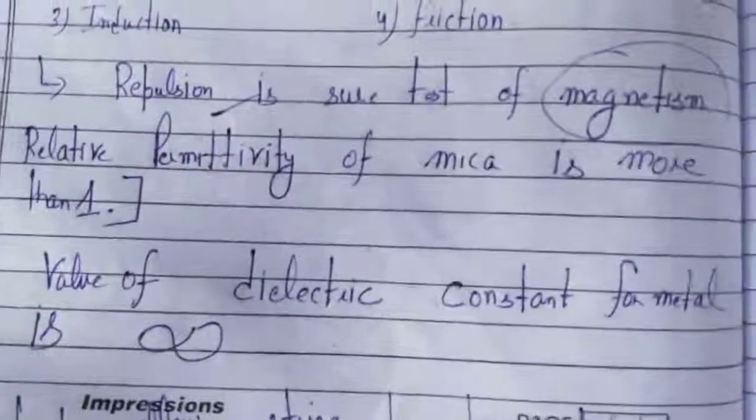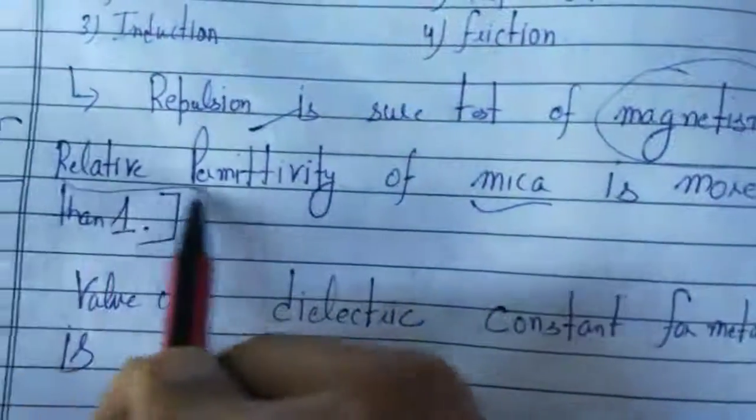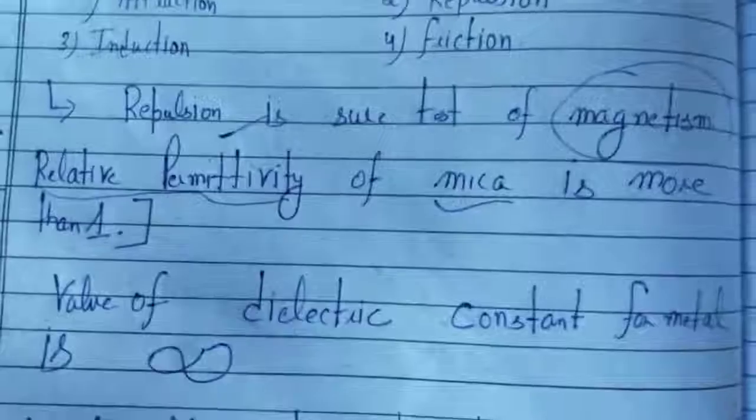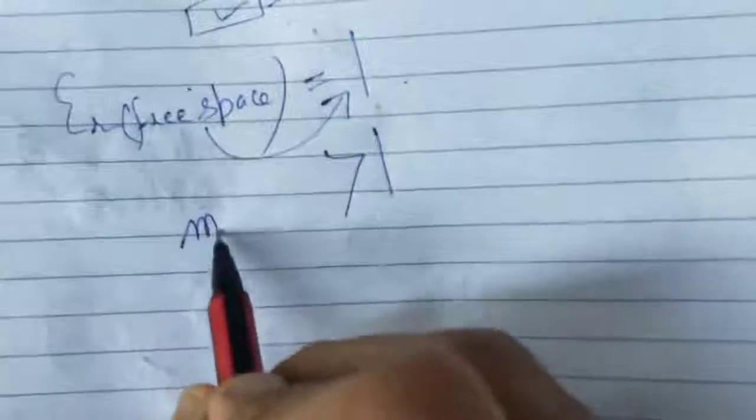Next question: you are given a material, mica, and what is the relative permittivity of mica? You know the relative permittivity of free space is equal to 1, meaning free space has the minimum relative permittivity. And what is the relative permittivity of mica? It will always be greater than 1. The minimum value is held by free space, and mica has a value greater than this minimum.